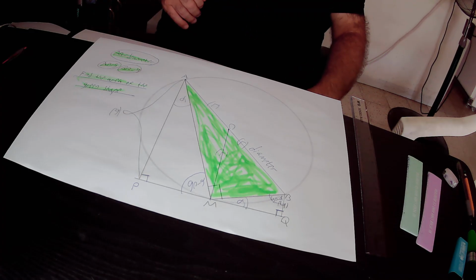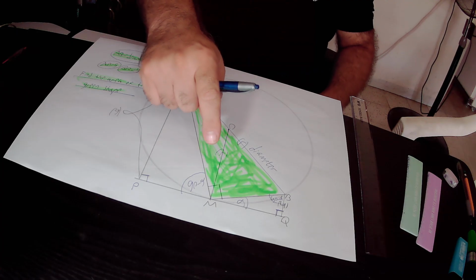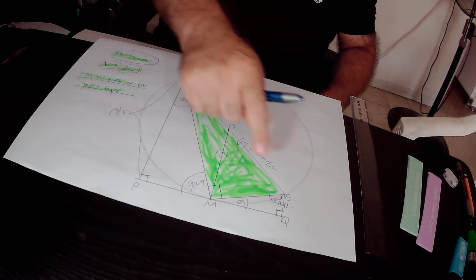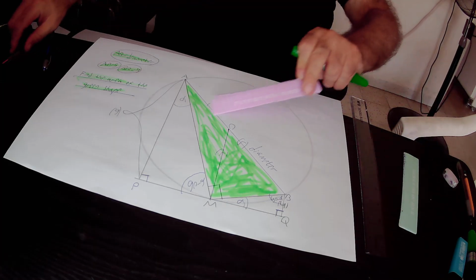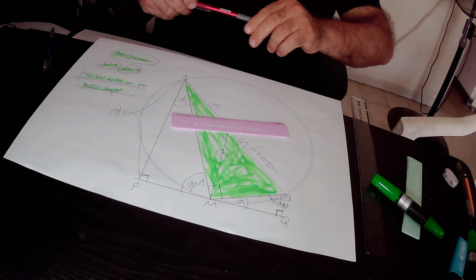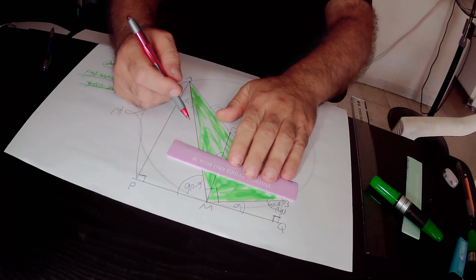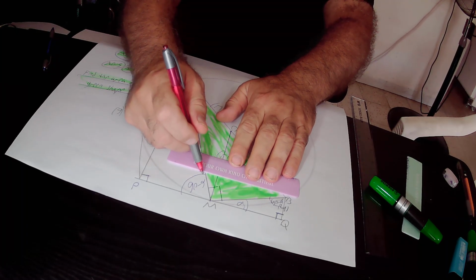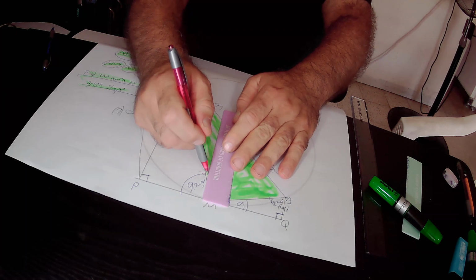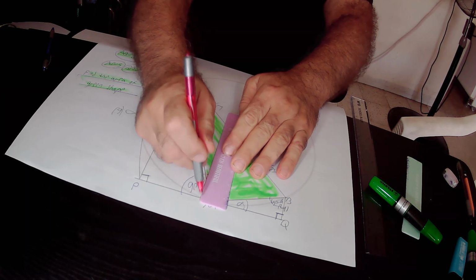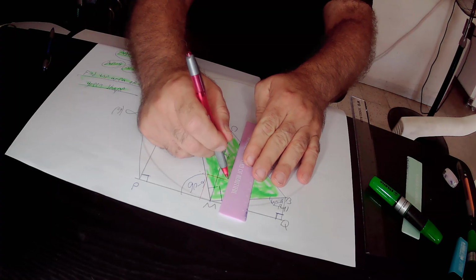Whenever you have a radius that is drawn to the point of tangency, then tangent PQ will be perpendicular to the radius MO. If PQ is perpendicular to MO, it means that this angle equals 90 degrees, and this angle is also equal to 90 degrees.